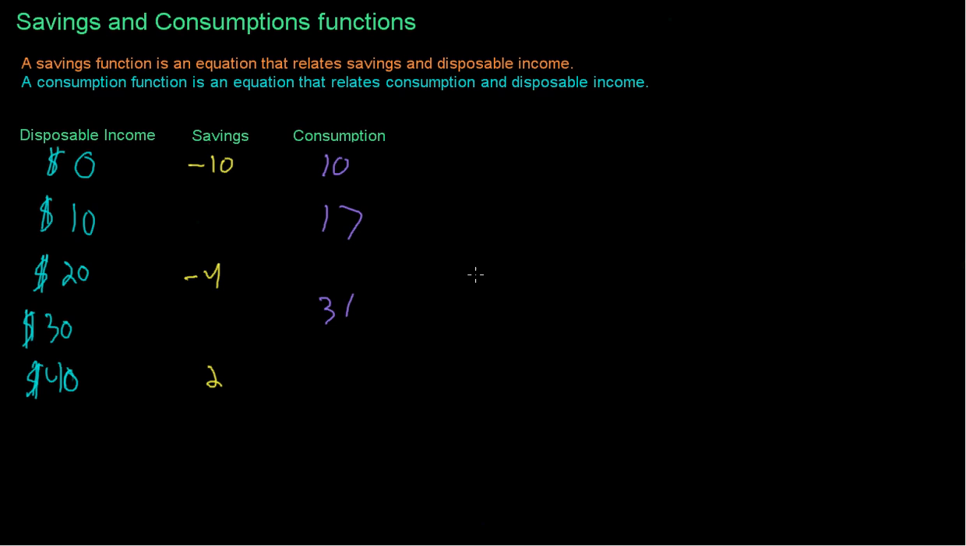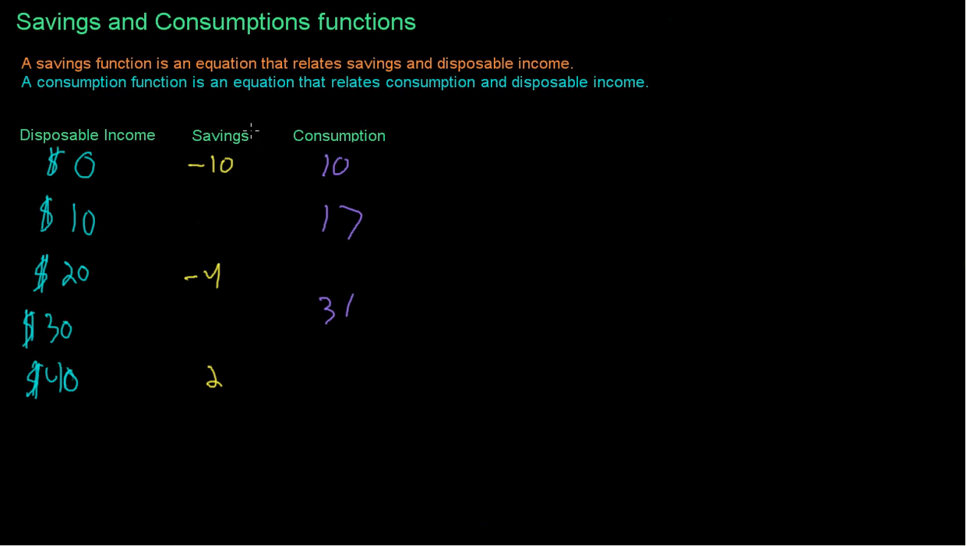So this video is intended to be a brief review of savings and consumption functions. A savings function is simply a function or an equation that relates savings and disposable income. It says, given, let's say, disposable income was $10, I saved this much. Or let's say I saved this much, then my disposable income was blank. And then a consumption function does exactly the same for consumption.